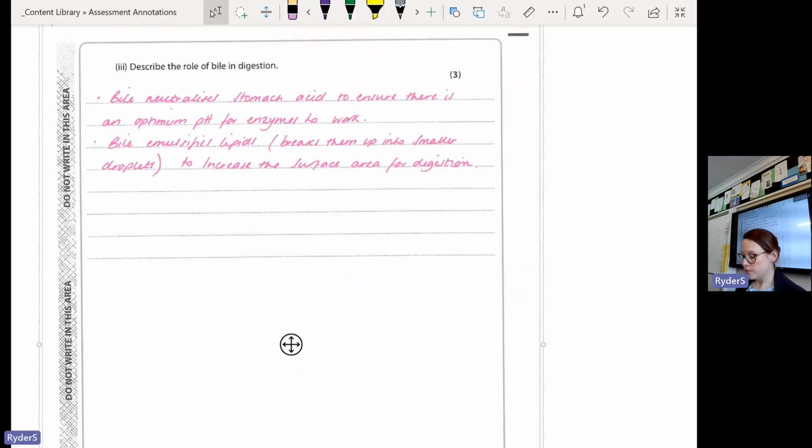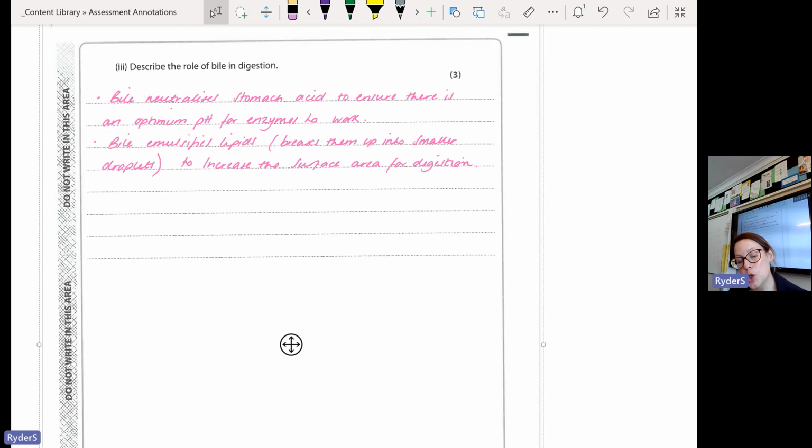Now, the role of bile, you needed 3 points here. All of you could tell me that it breaks lipids into smaller droplets, but you can't tell me why. You can't just say breaks down lipids or breaks down food. You have to say lipids, and rather than saying break down, say emulsify, because emulsify means to break it down into smaller droplets. So you're saving yourself words there.